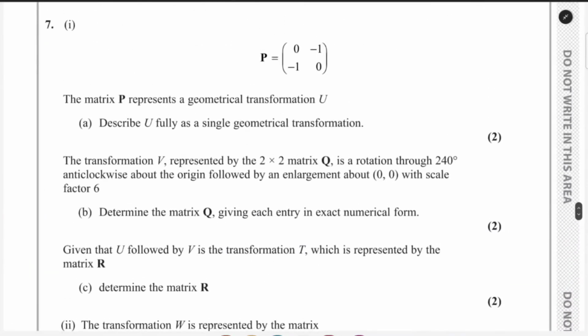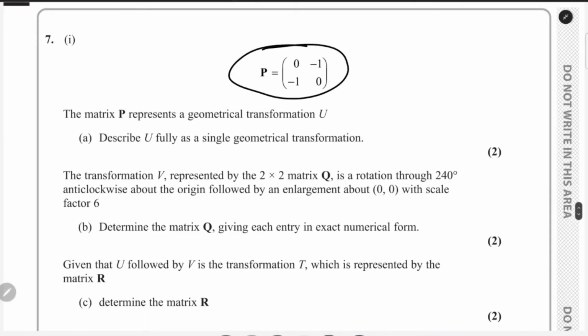So we'll move on. Now question 7 is about a matrix. We have matrix P given over here, 0 minus 1 minus 1 0. In the first question we have to describe the geometric transformation that P causes. This over here is the reflection in the line y equals minus x. We'll write that down. Reflection in the line y equals minus x.